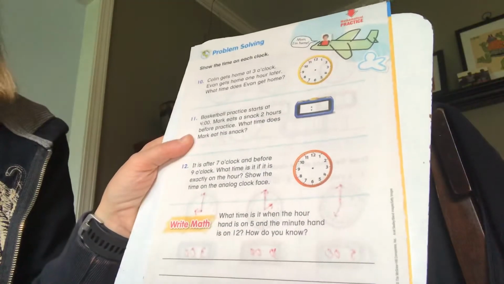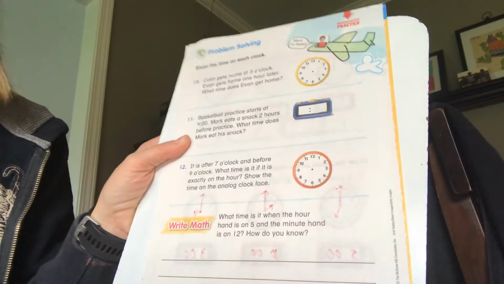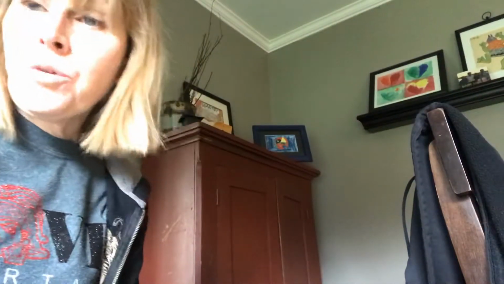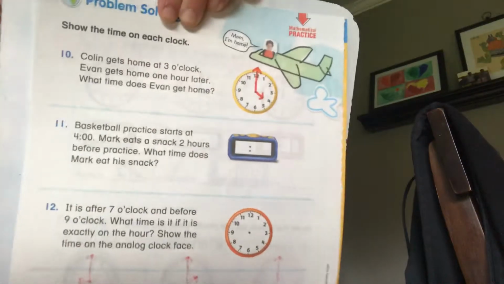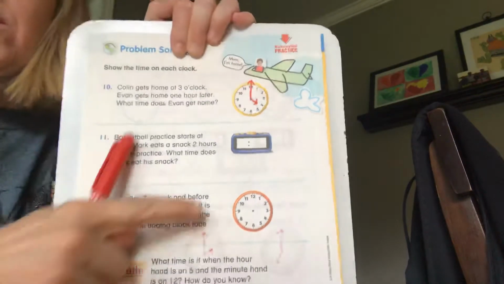Okay, let's see, homework. Turn your paper over. Colin gets home at 3 o'clock. Evan gets home 1 hour later. What time does Evan get home? So what comes after 3? What number? Yeah, 4. So 4 o'clock, I'm going to draw my short hand to the 4. And then if it's o'clock, I go straight up and I kiss the top line. That's 4 o'clock. This is going to be digits because that's a digital clock.